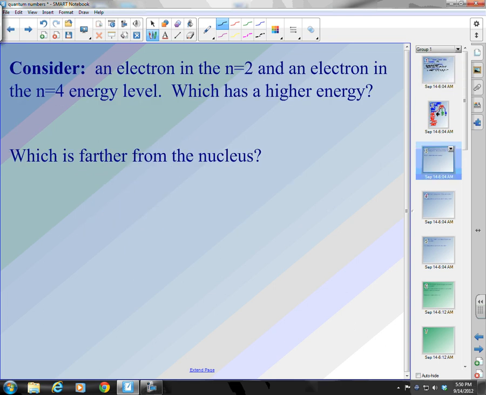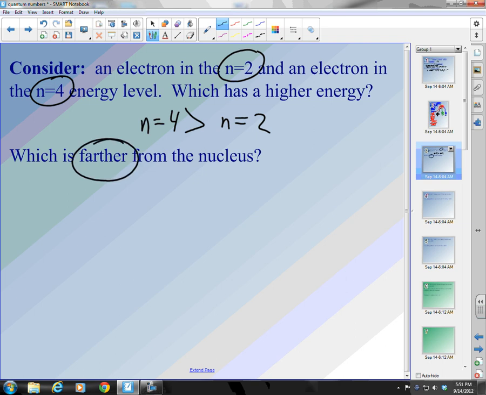An electron in the n equals 2 energy level and an electron in the n equals 4 energy level, which has a higher energy? Okay, we talked about that just a second ago, right? We said that the n represents the energy. And so if I am at n equals 4, that means I have more energy than at n equals 2. So n equals 4 has more energy than n equals 2. And which is farther from the nucleus? We talked about that too, right? That means at the higher energy level, I am farther from the nucleus.